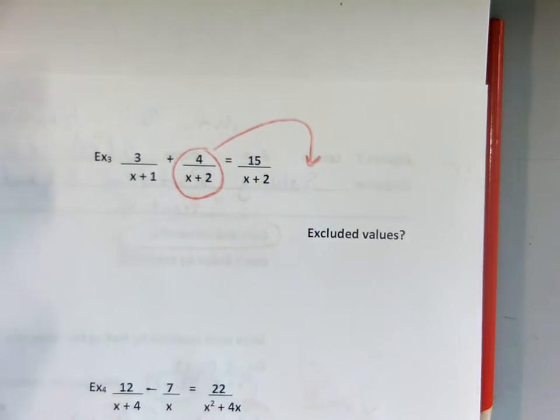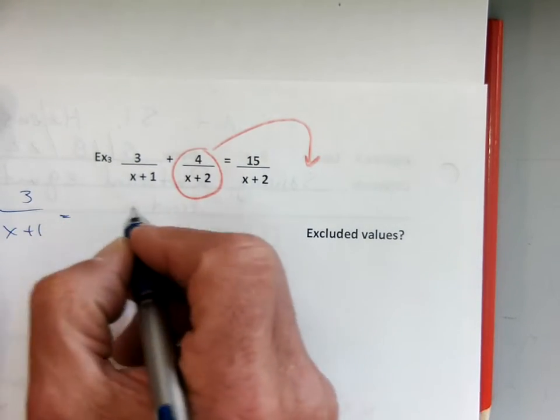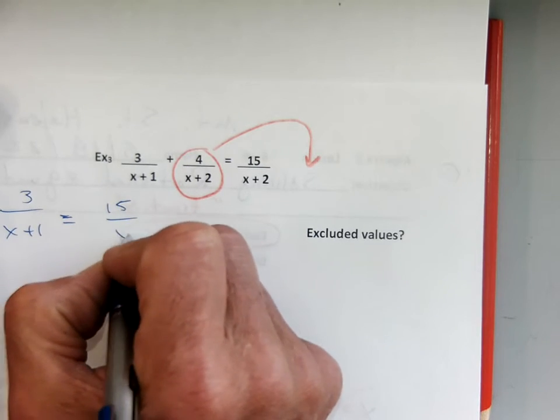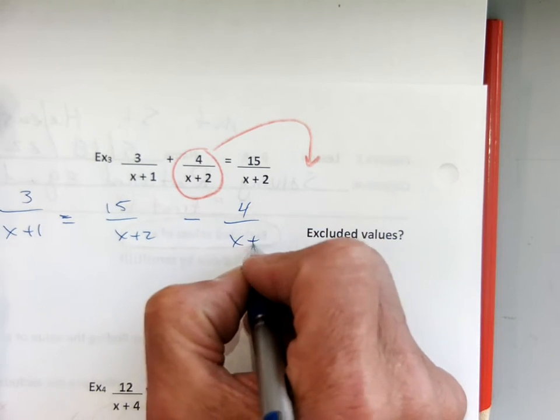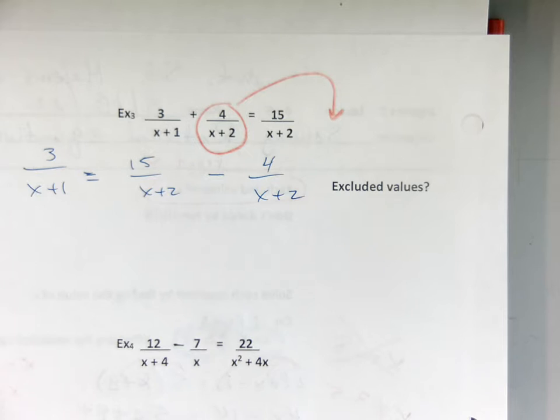So, okay, let's see. I'm going to have 3 over x plus 1 equals 15 over x plus 2 subtract 4 over x plus 2, okay? I just brought it over by subtracting it. Excluded values, okay?